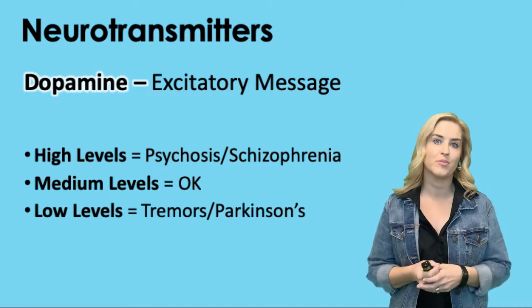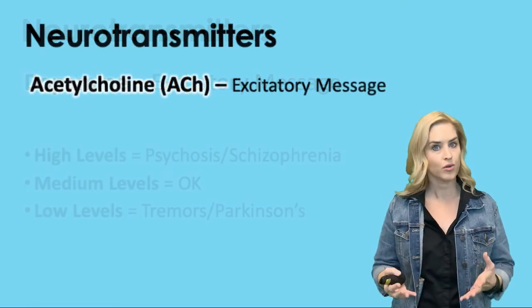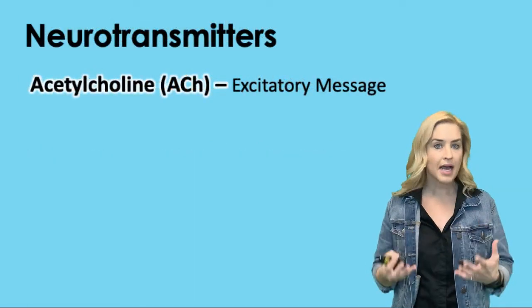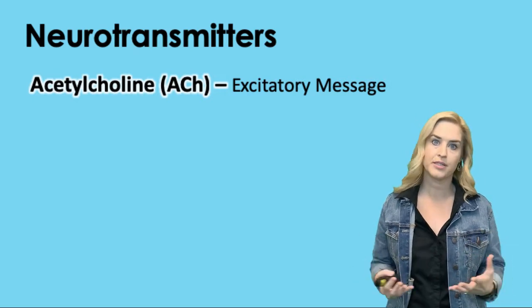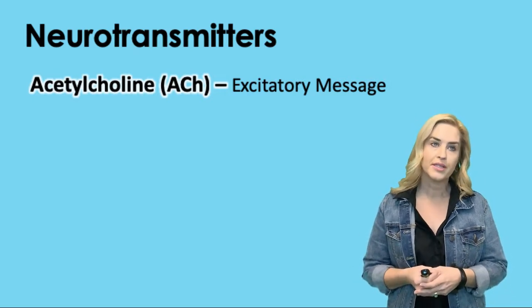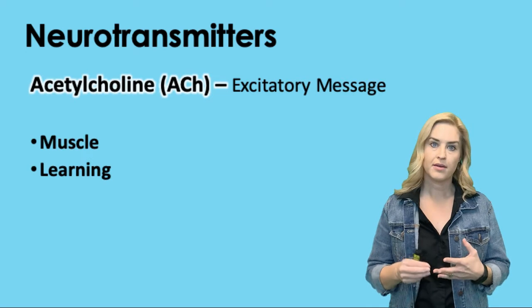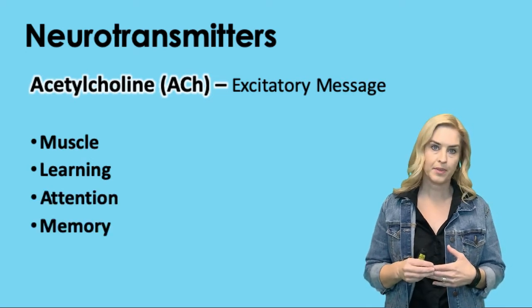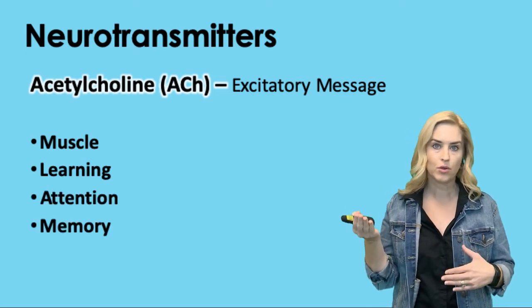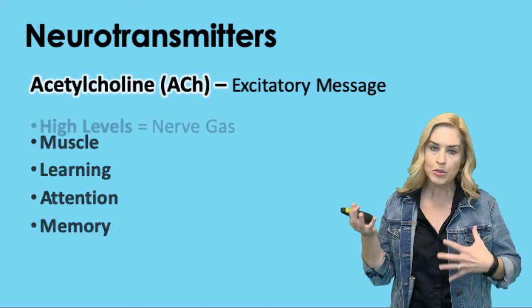So the next neurotransmitter we're going to talk about is acetylcholine. Acetylcholine sends an excitatory message to our brain and in our system. Acetylcholine is involved in muscles, learning, attention, and memory. When we have high levels of acetylcholine in our system, it's almost like nerve gas.